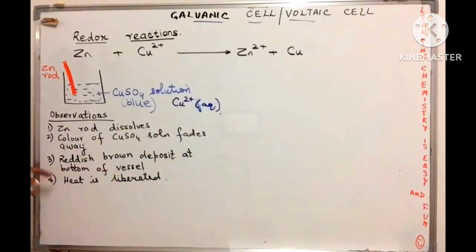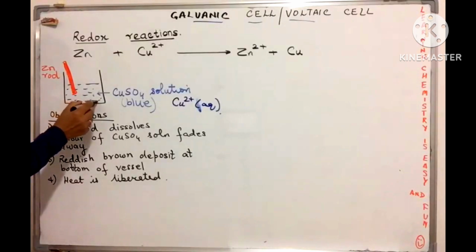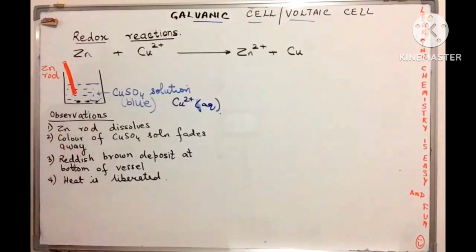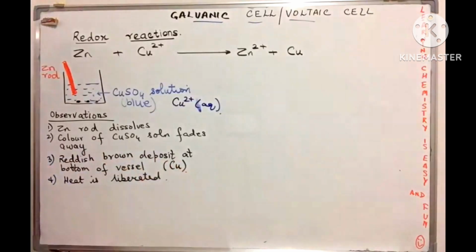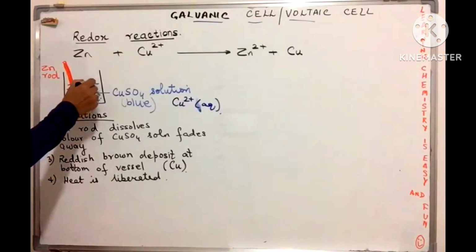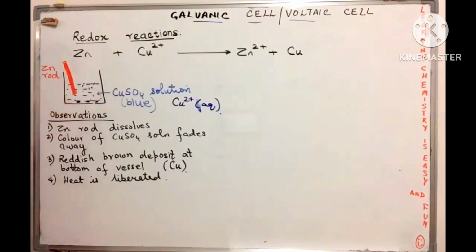What we notice over here is that at the bottom of the vessel you will see a flaky appearance. Usually it is reddish brown, but when you are seeing it in the solution you will see it as blackish flakes. What are they of? They are of copper, which is getting deposited at the bottom of the vessel. You will also notice bubbles rising, and you will notice that the beaker will become slightly warm. That means this is an exothermic process and heat is being liberated in this process.